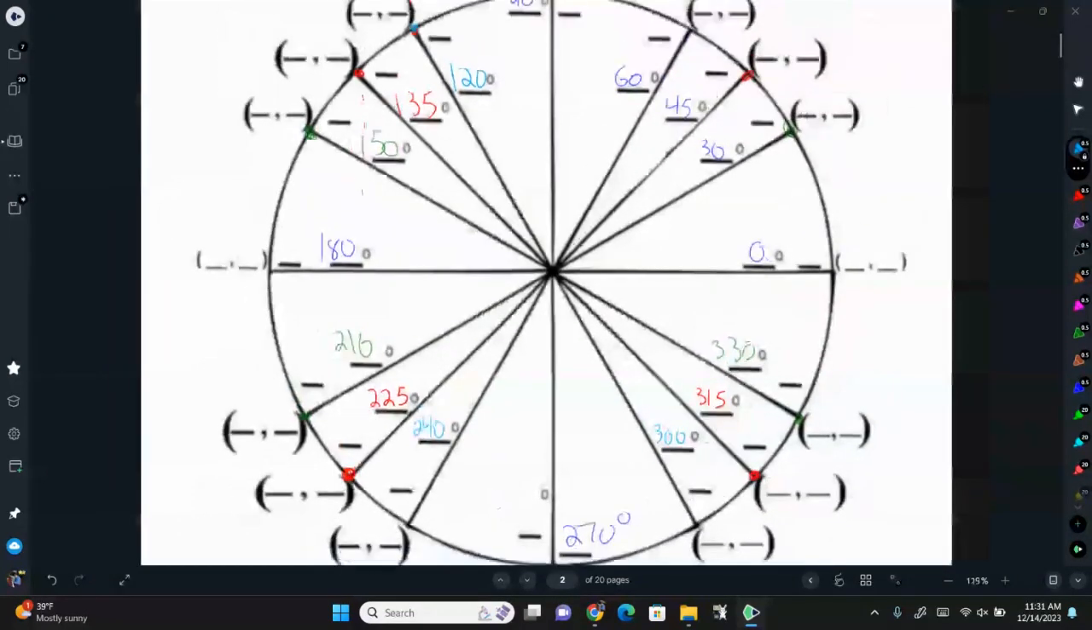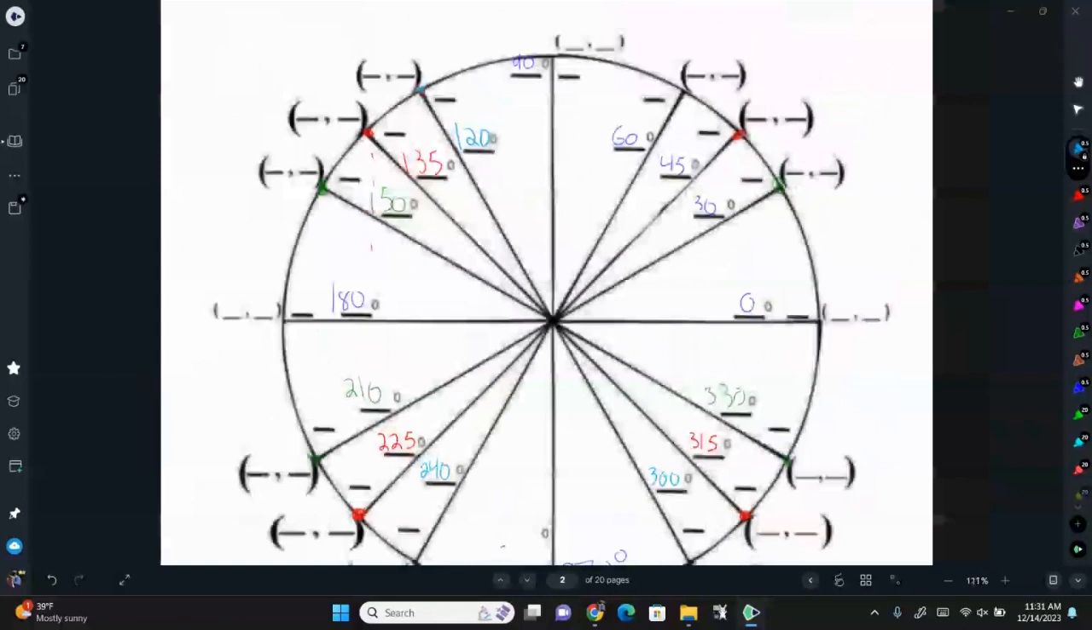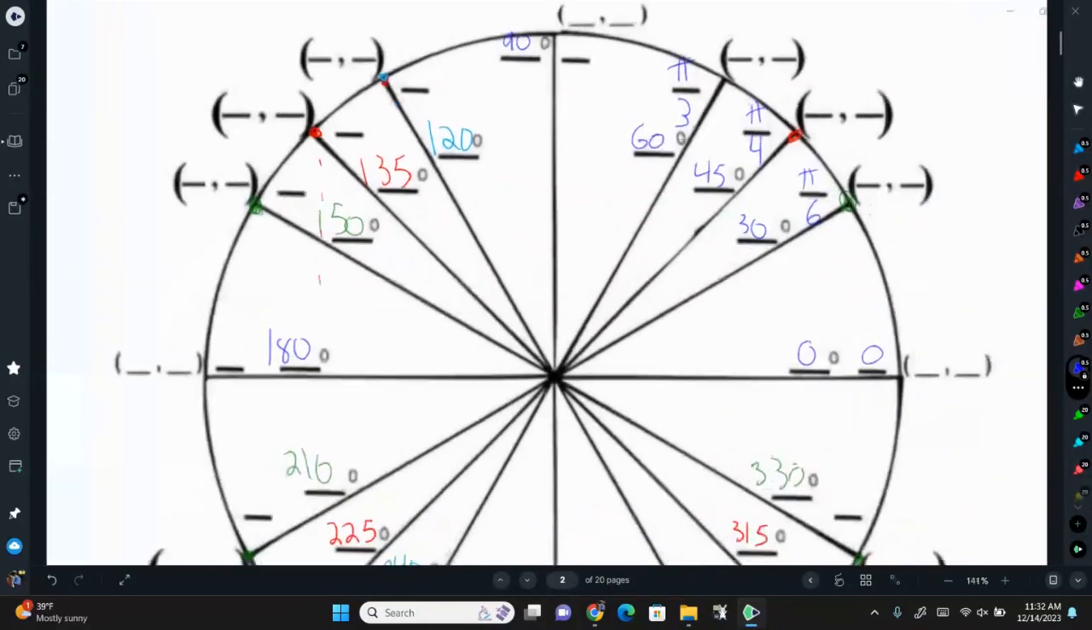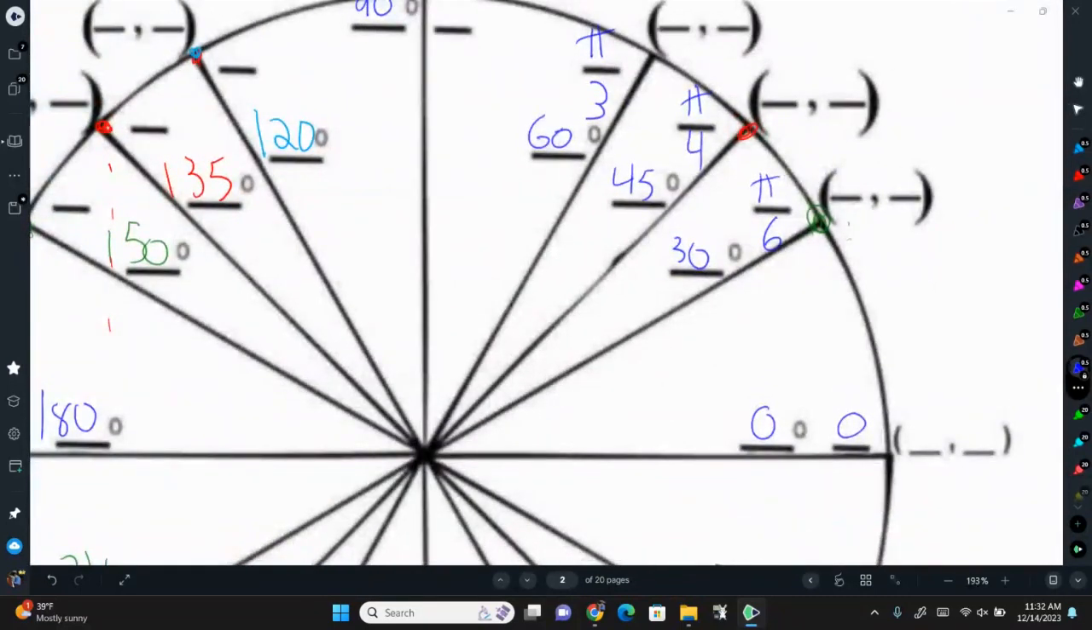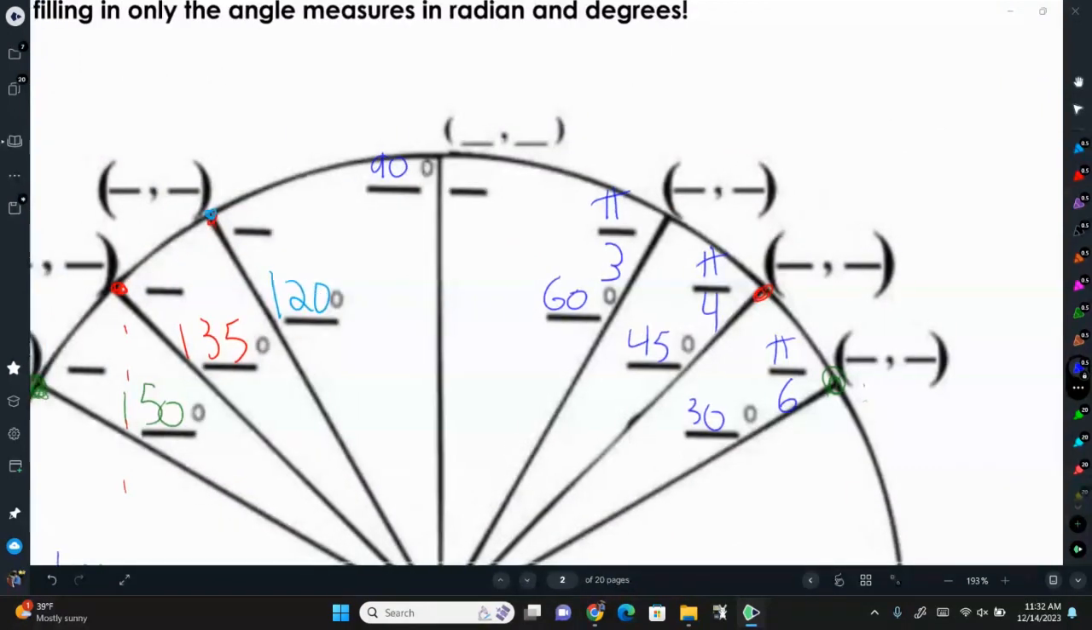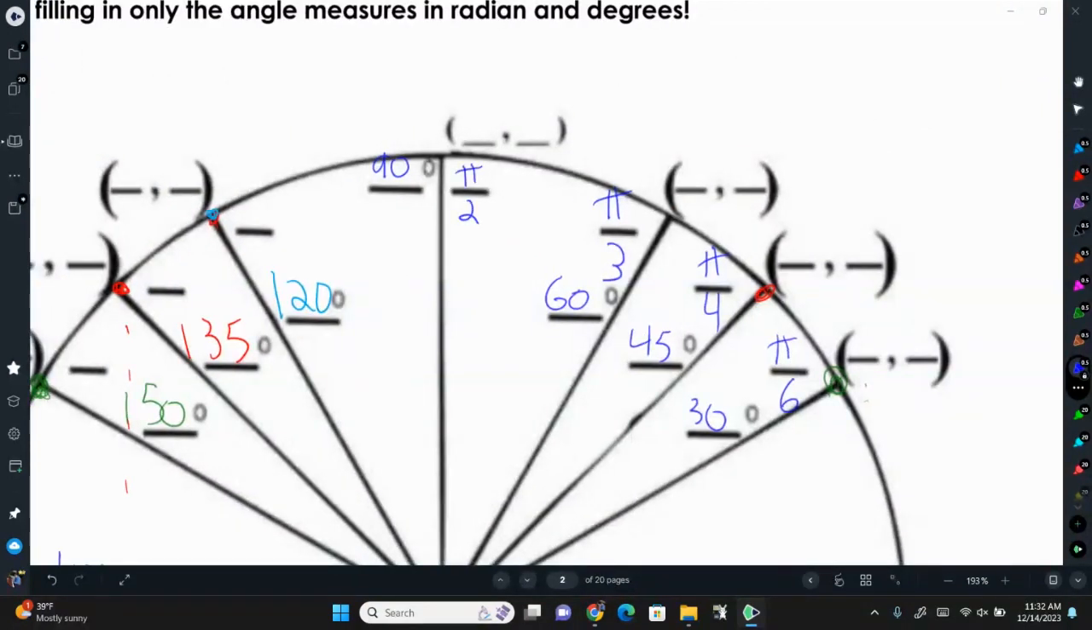Then we're going to also list our radians. So for our radians, it starts at pi over 6, pi over 4, and pi over 3. And I know that's a little bit confusing because 30 degrees is pi over 6, and 60 degrees is pi over 3. But if you remember that it's the opposite, then that might help. And then 90 degrees is pi over 2.